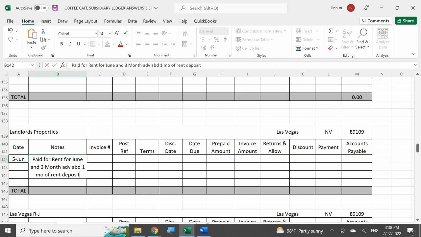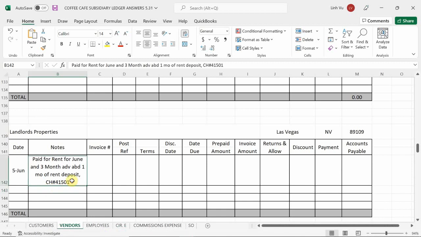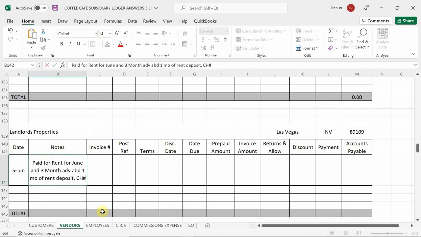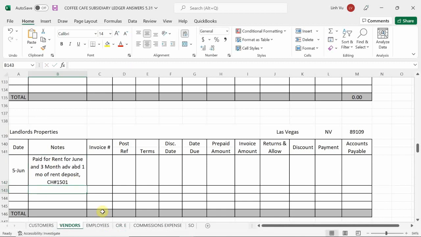Okay? What else is also extra information that is pertinent to this? Well, did I pay Landlord Properties? Yes, I did. I paid using check number 1501. Okay? Typo. 1501, right? Triple proof of a transaction. Okay? What was the proof of my transaction?